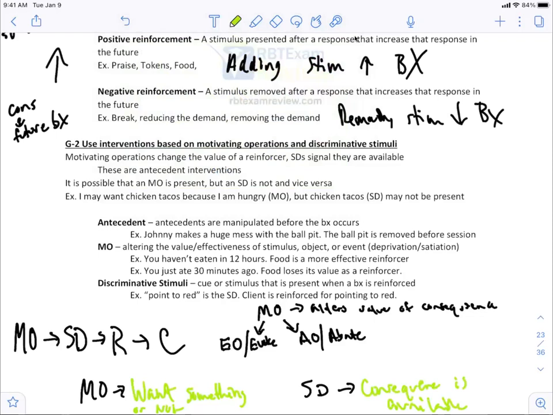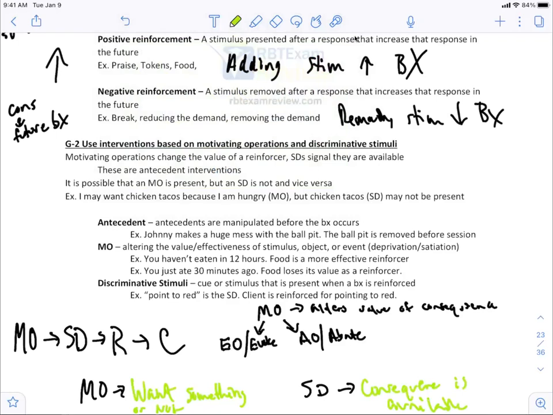For example, if I'm starving, the MO is being hungry. I really want chicken tacos. The MO is there. I'm hungry. I haven't eaten in 9 hours. Not until I see chicken tacos available is there an SD. That's the main difference.